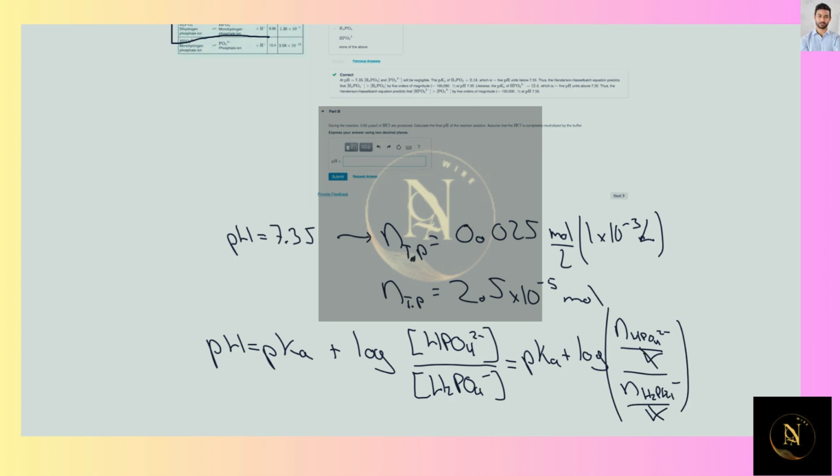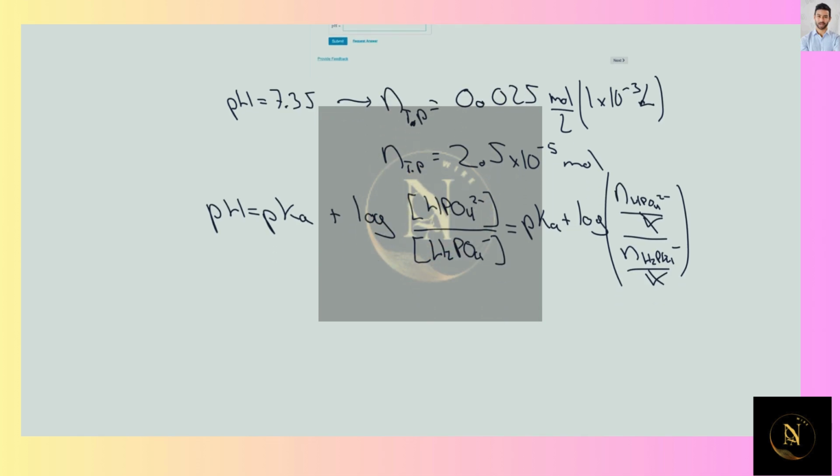Volume and volume cancels out, and we're going to arrive to an equation that is a little bit more simple to deal with. And that is going to be more useful when we add the acid mentioned on this question. So the pH will be equal to the pKa plus the logarithm of the amount of mole of HPO4 2 minus divided by the amount of mole of H2PO4 minus.